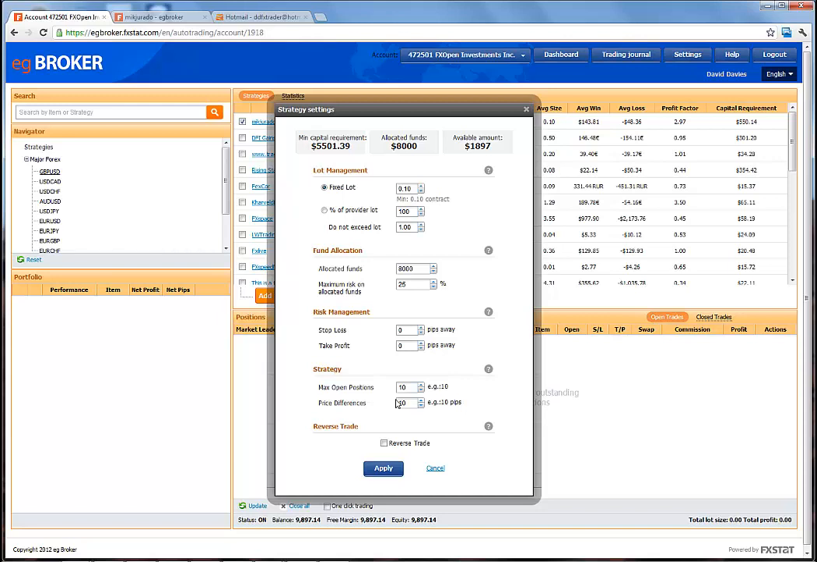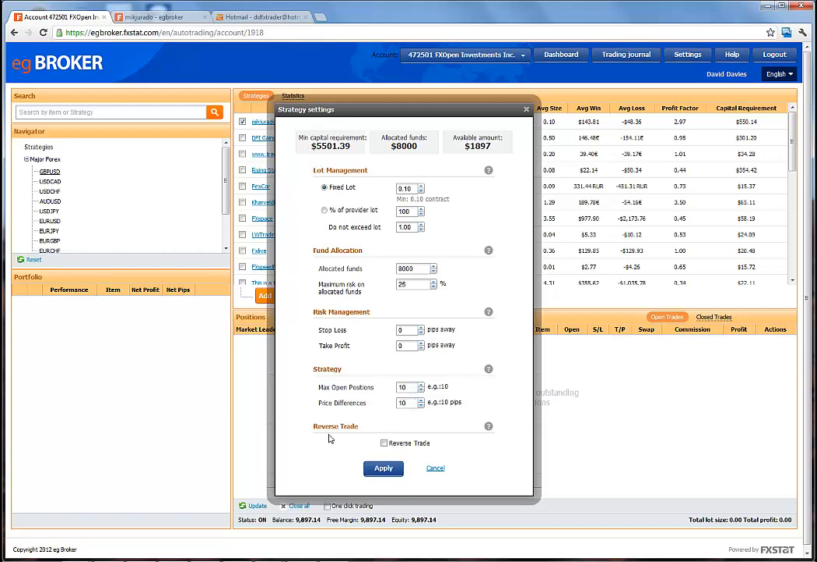The price differences feature always works in your favor. This means that if you can benefit from entering into a position at a more favorable price than that entered in by the signal provider, even if you are more than 10 pips away, as in this example, the system will still allow you to enter that position because it works in your favor.